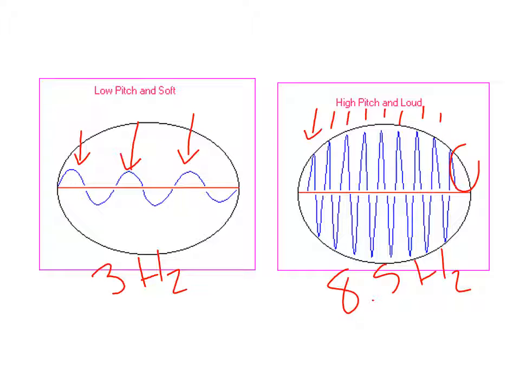Now, if I look at this again, I can also tell how loud or soft the sound is. If I have a very low amplitude, that's this measurement right here, then I have a very soft sound. If I have a very high amplitude, like in this wave over here, then I have a very loud sound.